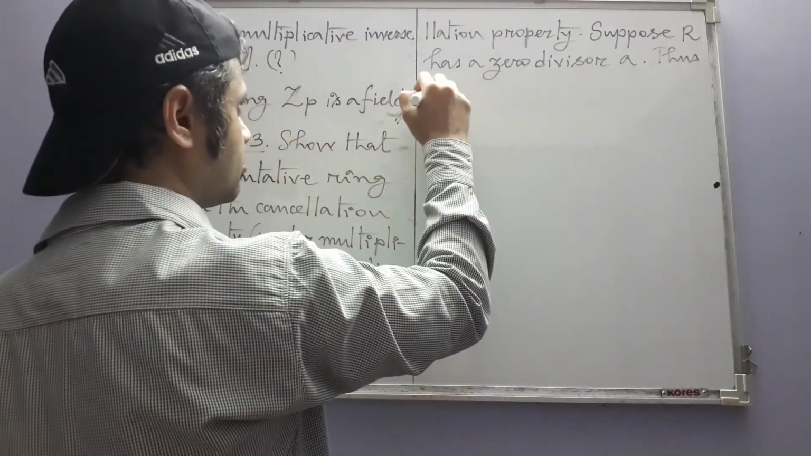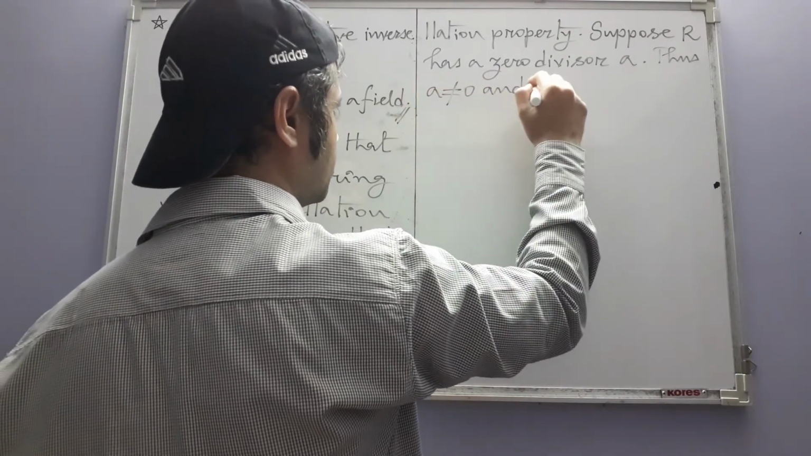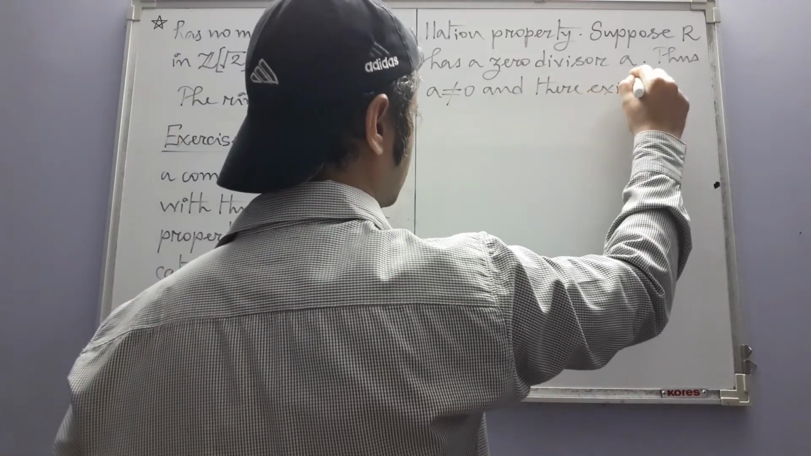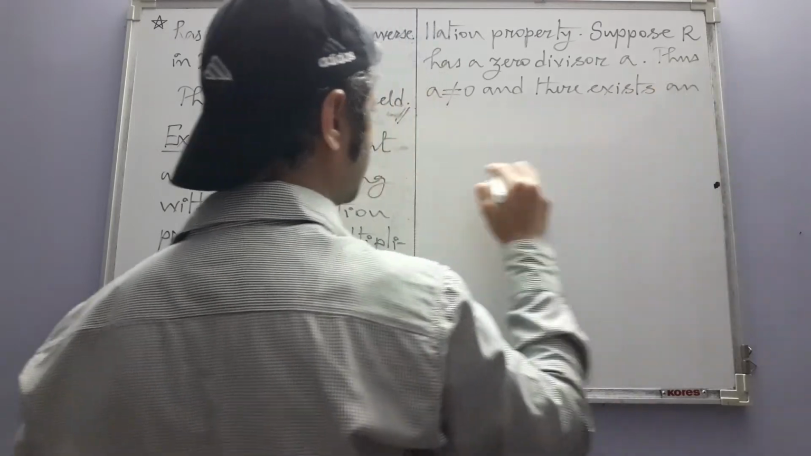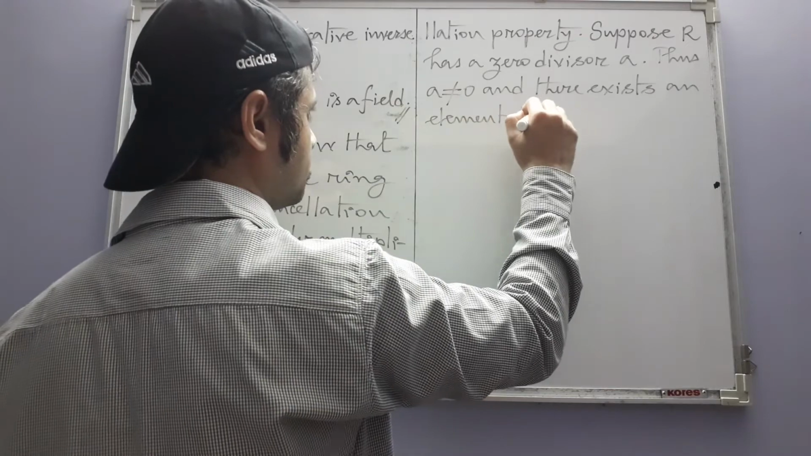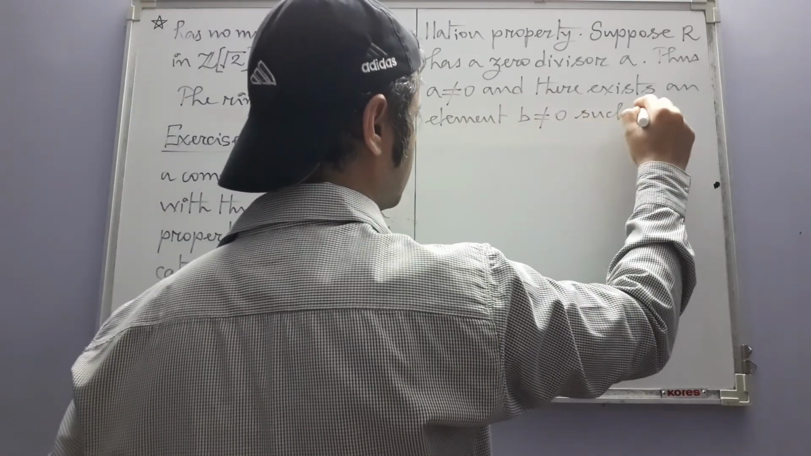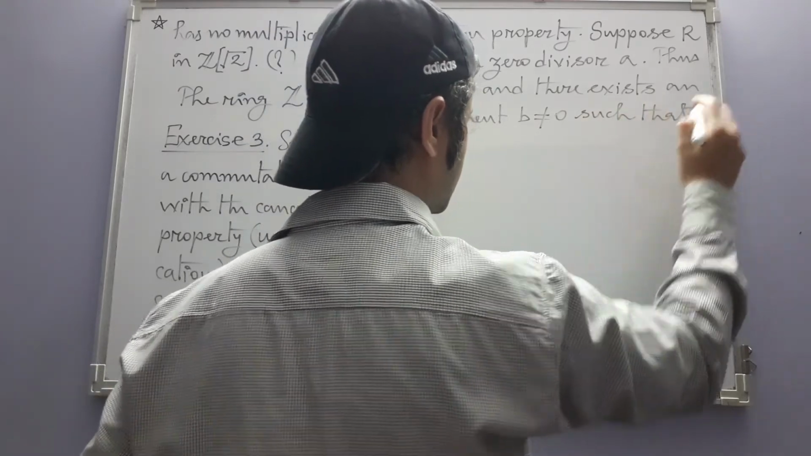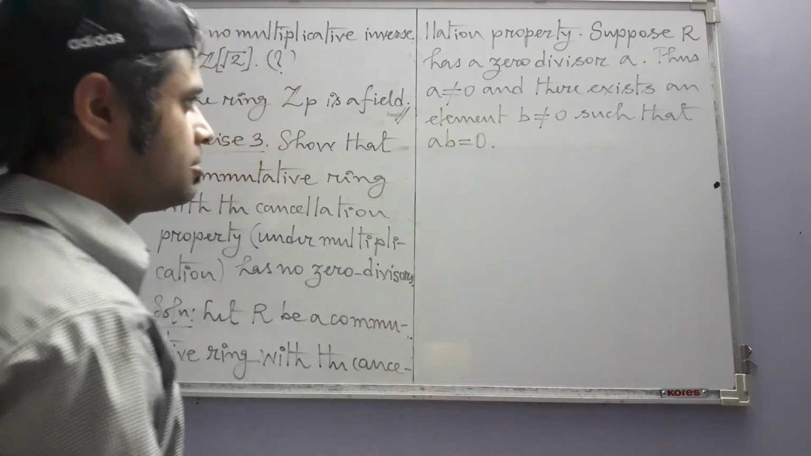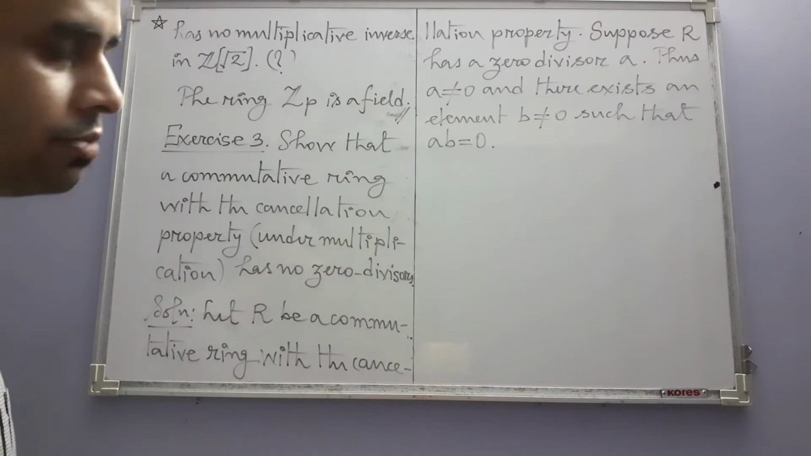Thus, A is non-zero and there exists an element B, also non-zero, such that their product is 0. That's what it means for A to be a zero divisor.